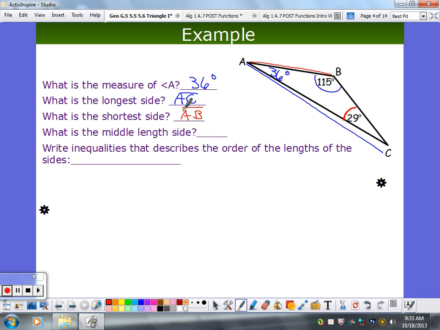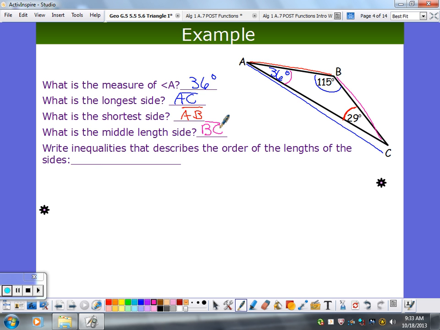And sometimes it's a little hard to find the opposite side, so just kind of look above it. What's the middle length? What is kind of the medium? Not the biggest, not the smallest. Yeah? BC because why? It's the middle side angle. All right, so does that make sense?